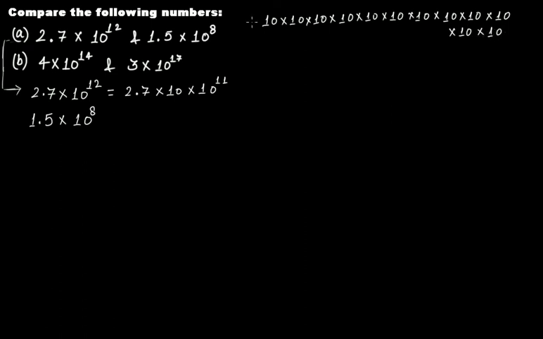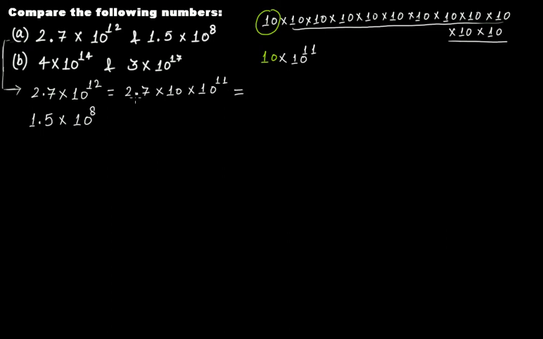What I'm doing is I want to separate this 10 out of this. So let's keep this 10 as it is, then multiplied by how many tens are left? Clearly, 11 tens are left. So that's simple. We'll write this 10 raised to the power of 11, and that's what we have done here. And why have we done this?